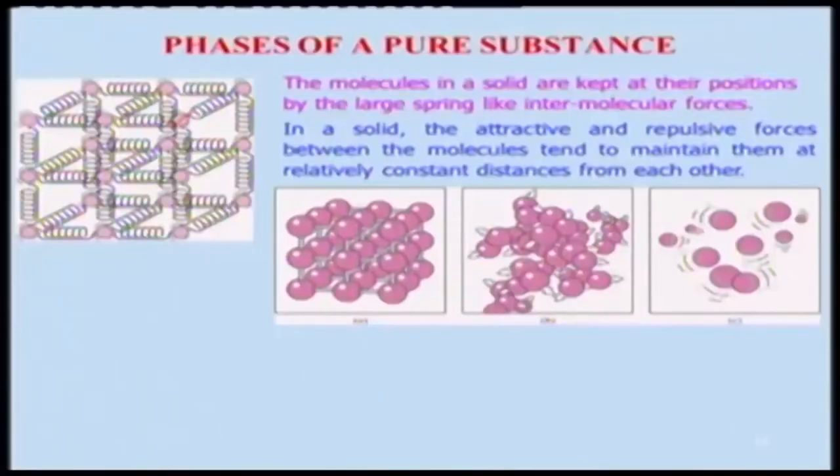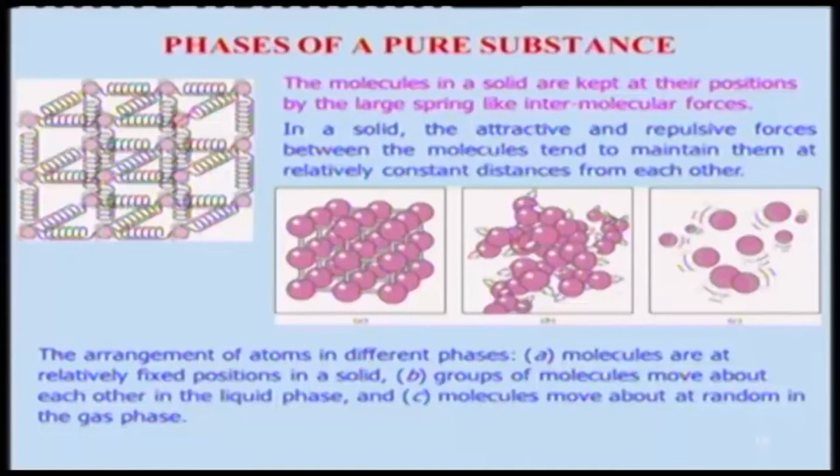And the molecule can vibrate, as I told you, about its mean position. When you give some heat, or the temperature goes up, what will happen? The vibration energy will increase, and the velocity of the molecules vibrating about the mean position will increase. As a result, they will go away from their lattice and move with certain patterns, and then you get the liquid state. In the liquid state they will have togetherness, but not in a fixed position like in a solid.